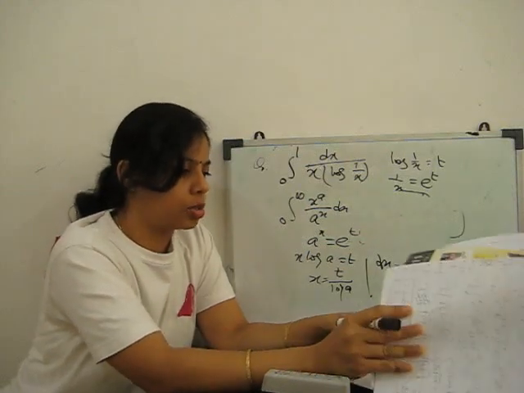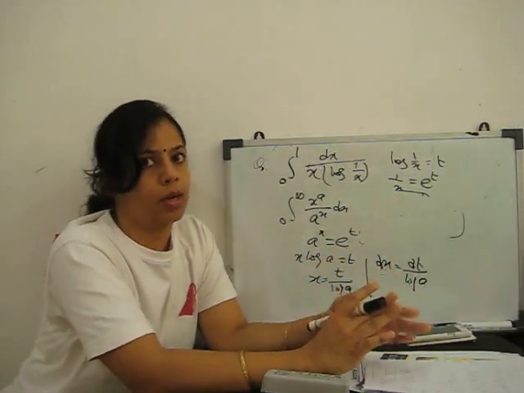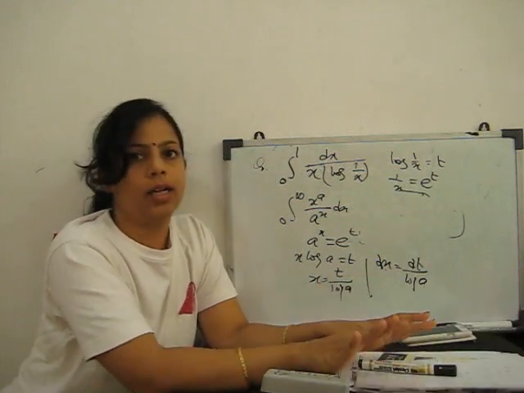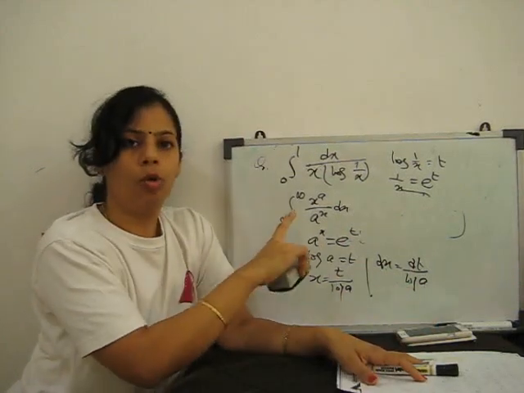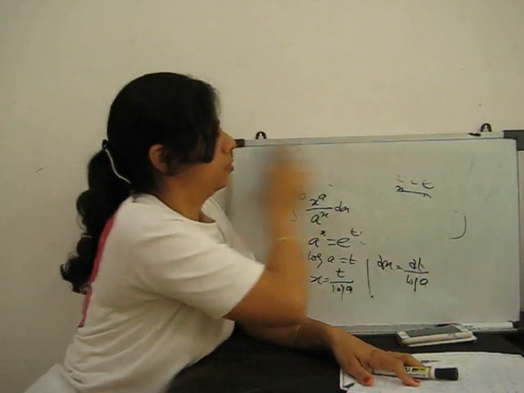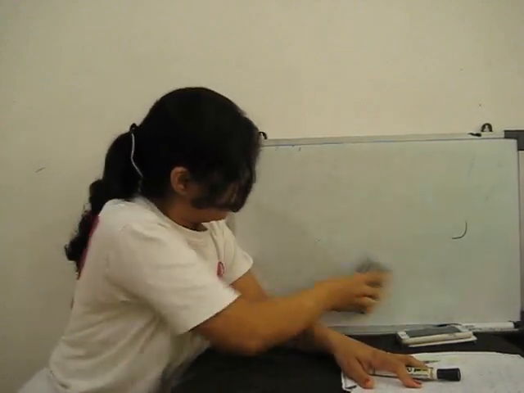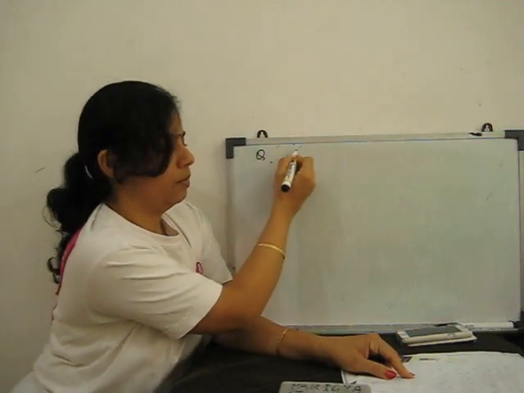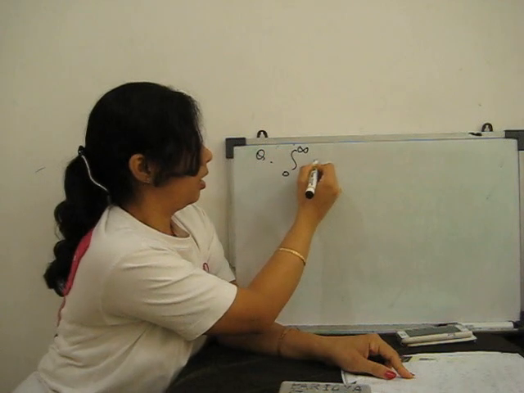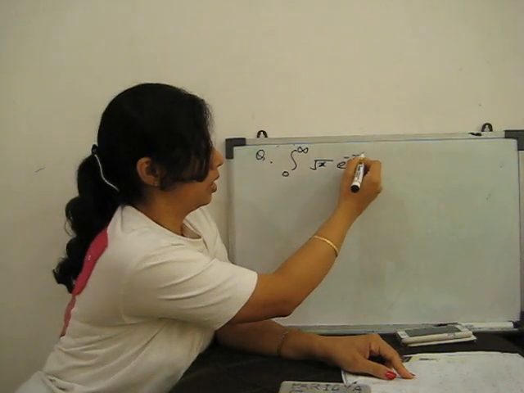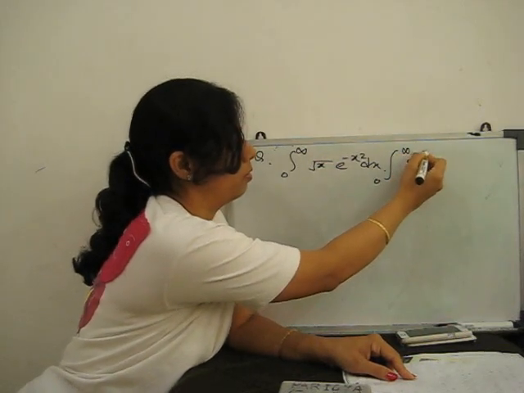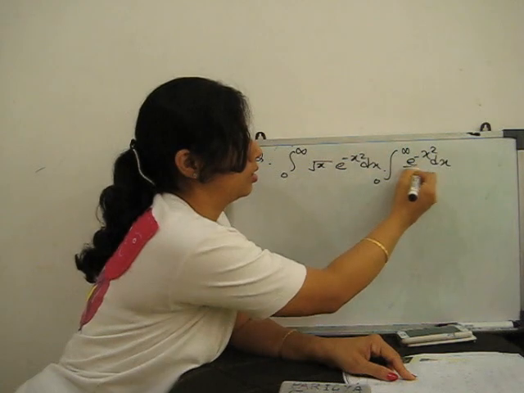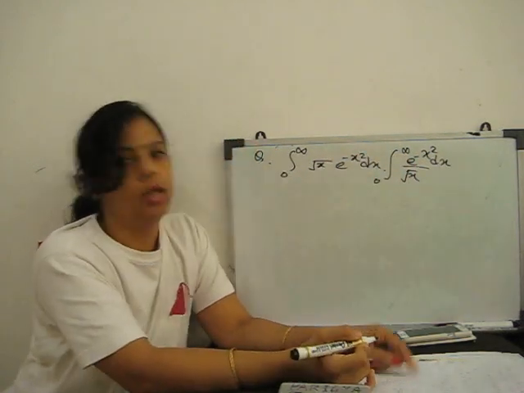Definitely. Now I will solve one complete example for the gamma function. Then I think my video will help you to understand the gamma function. So we go for the last example. The question is: 0 to infinity x e to the power minus x square dx, multiplied with 0 to infinity e to the power minus x square dx upon root of x.